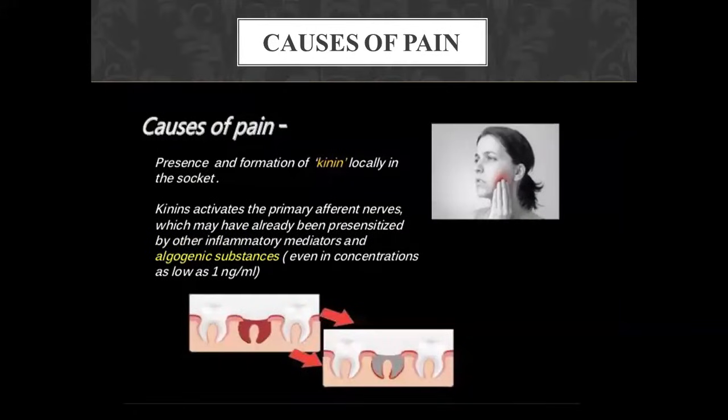What are the causes of the pain? It includes the formation of kinin locally in the socket. Just remember the cause of the pain is kinin, because this kinin activates the primary afferent nerves, which may have already been pre-sensitized by other inflammatory mediators and algogenic substances. Even a concentration as low as 1 nanogram per milliliter of kinin is sufficient to produce pain in a patient with dry socket.